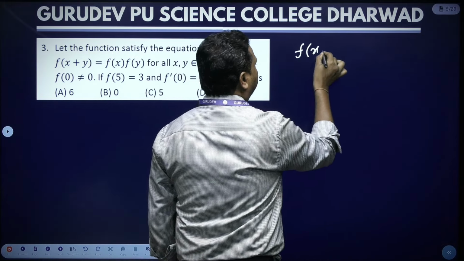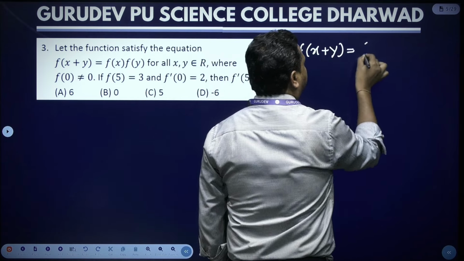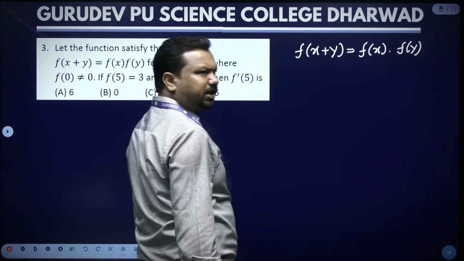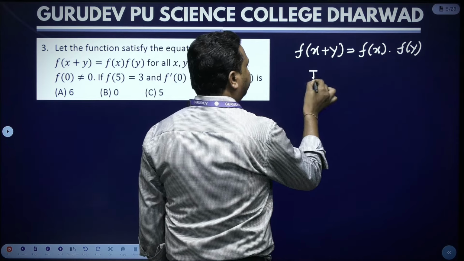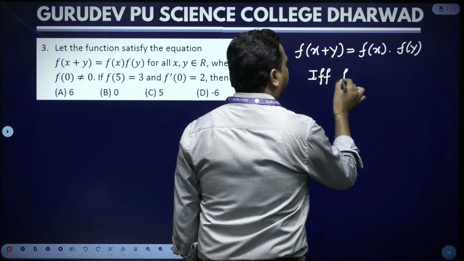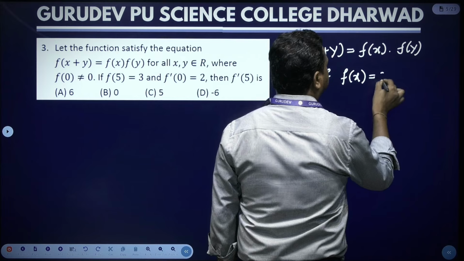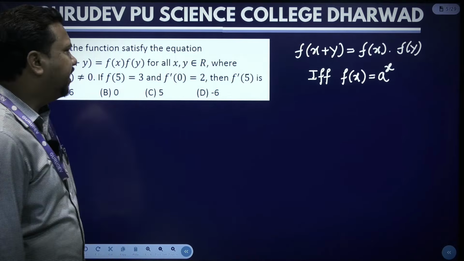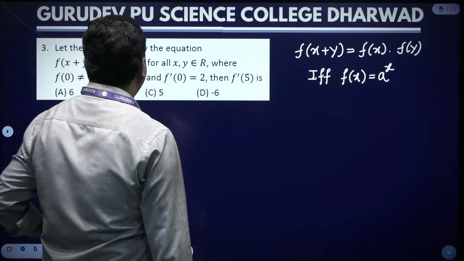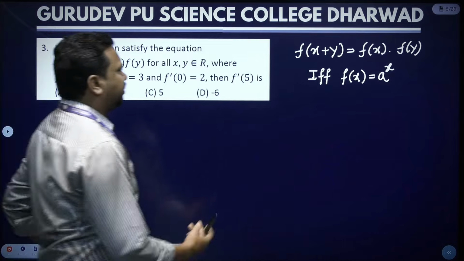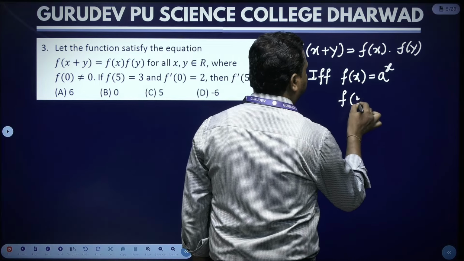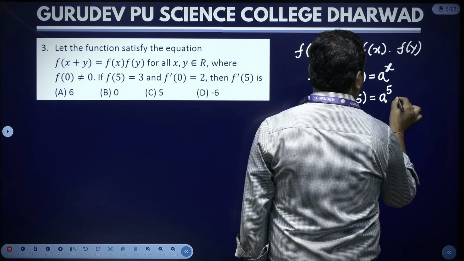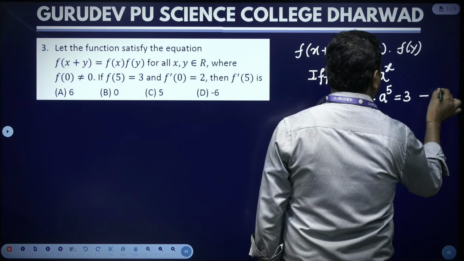See, whenever this relation is true, analyze that. F of x plus y is equal to f of x into f of y, right? Whenever this relation is true, it is so if and only if f of x is equal to a^x. F of x is equal to a^x, that is what we say, right? So keeping that in the mind, let us take down the given things. What is given, f of 5 is given. Therefore f of 5 is equal to a^5, which is equal to 3. Call it as equation number 1.